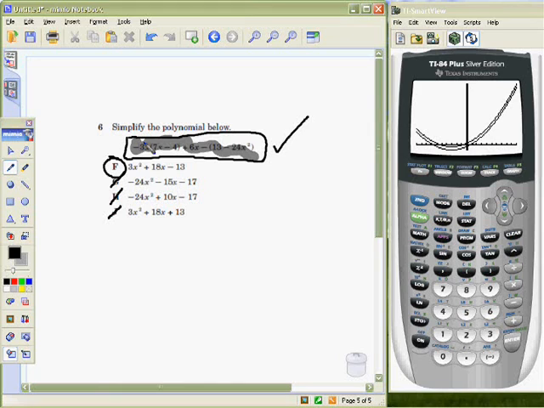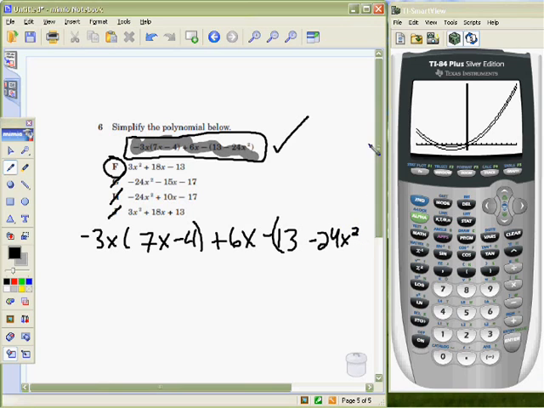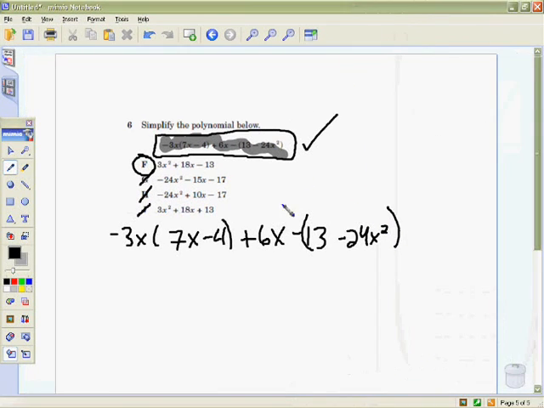Otherwise, you could distribute and combine like terms and you would get the same answer. Let me just rewrite the problem. The first step is to distribute here and here. And this minus sign out in front of the parentheses really means there's a minus 1 out there, and I need to distribute that minus 1. So I have minus 3x times 7x is minus 21x squared. Minus 3x times minus 4 is plus 12x.